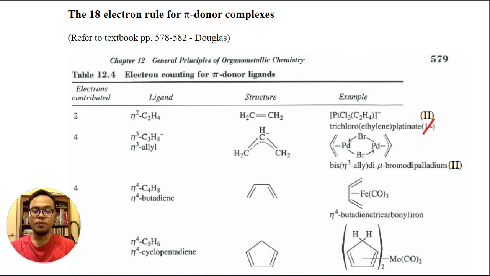Now, if you have the book from Doctors or any advanced organometallic chemistry book, it is very, very good. But if you don't, then it's okay. We can always depend upon the lecture notes that we have obtained earlier. Now, look at this Table 12.4, electron counting for pi donor ligands. We have understood what pi donor ligands are, since we have learned about olefin complexes.